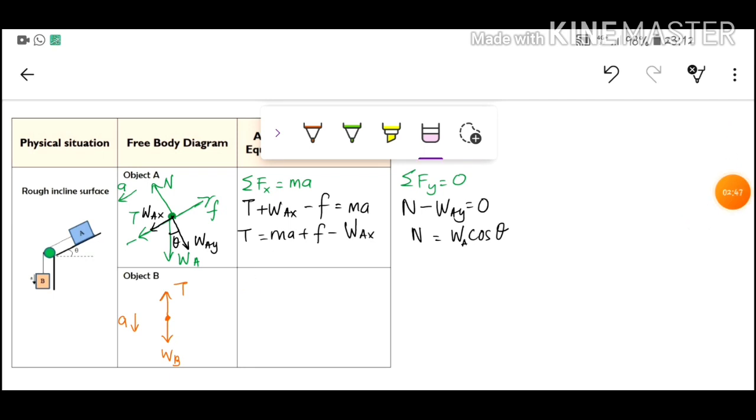When we apply Newton's second law of motion, sum of Fy is equal to ma. So WB minus T is equal to ma. Because of that, T is equal to WB minus ma.